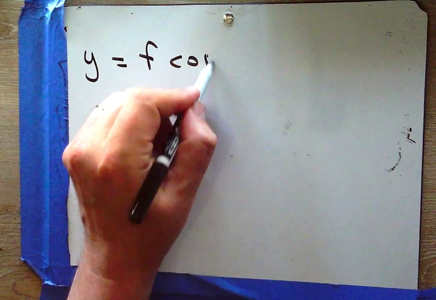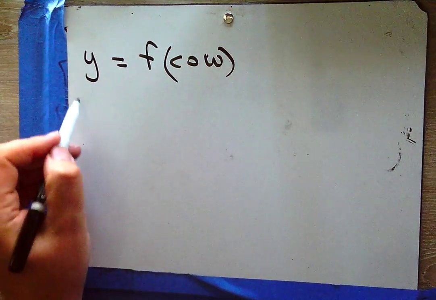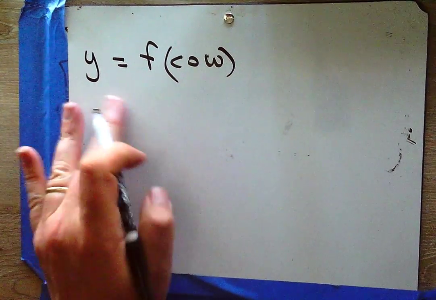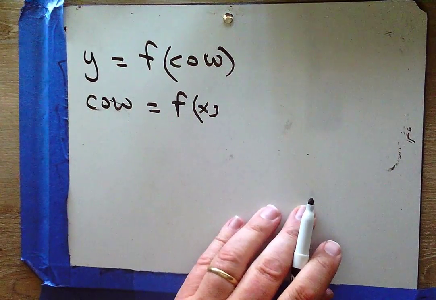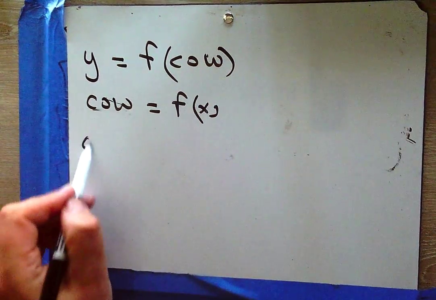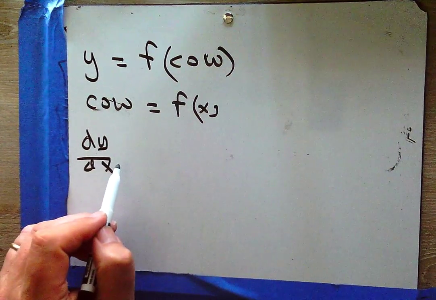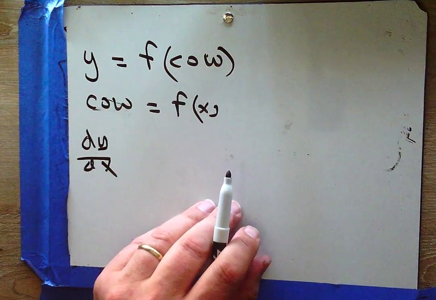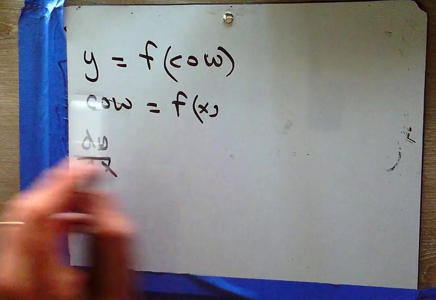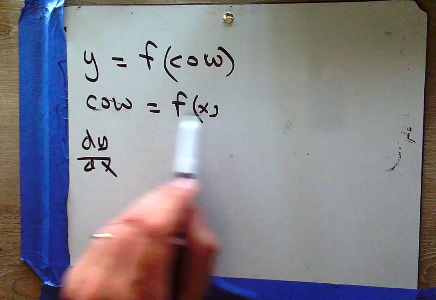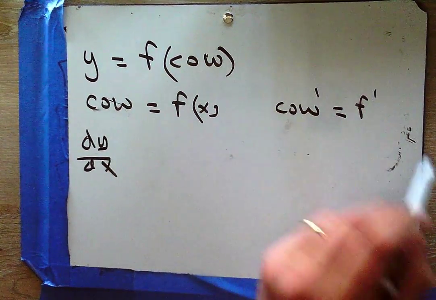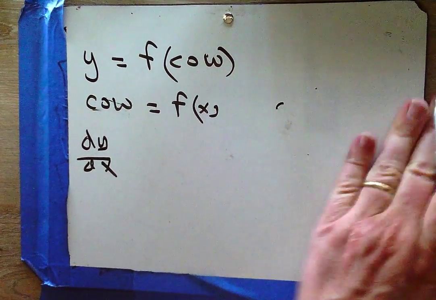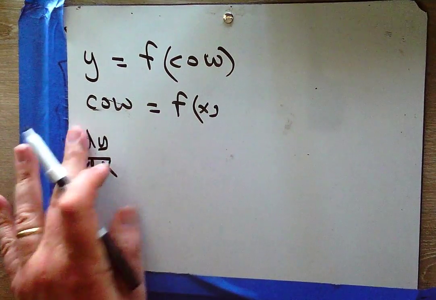So, y equals f of cow. And cow, not y, but cow is in fact a function of x. Okay? So, I would like to find dy dx in each of the following situations. Oh, what's the derivative of cow? It's cow prime. Cow prime is the derivative of cow. All right? So find me dy dx.